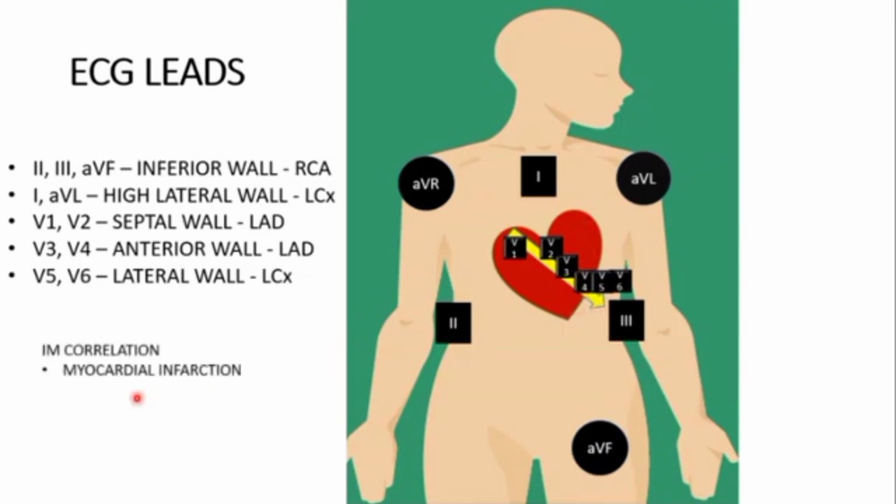If you see here, when there is myocardial infarction at any part of the heart, that respective lead will show the abnormality in the ECG. So we can easily locate which artery is damaged and which part is damaged, and we can do the treatment accordingly. To know more about the arteries and veins of the heart, you can see my other videos.